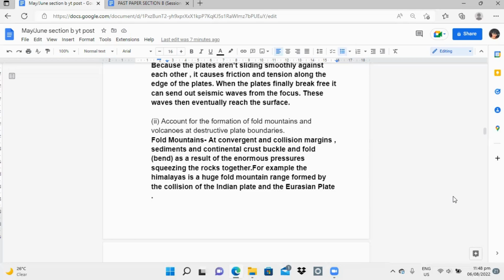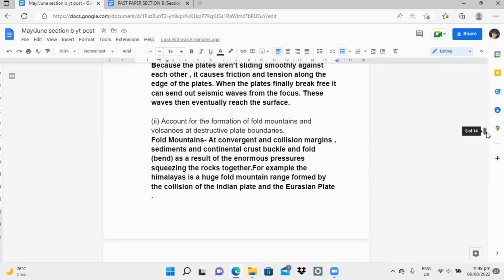literally like two rocks that you smash together, and you continuously keep doing that, and eventually the rocks will break apart, and you're going to be left with the debris of the two rocks that were colliding together, and that debris is what you get as a fold mountain. So for example, the Himalayas is a huge fold mountain range that we have on Earth, and it's formed through the collision of the Indian plate and the Eurasian plate.